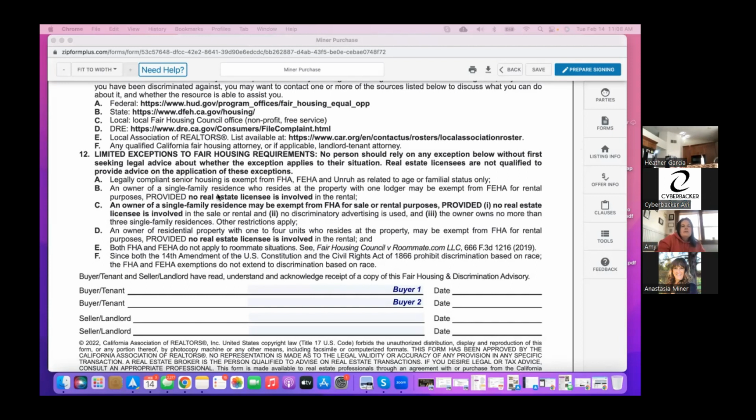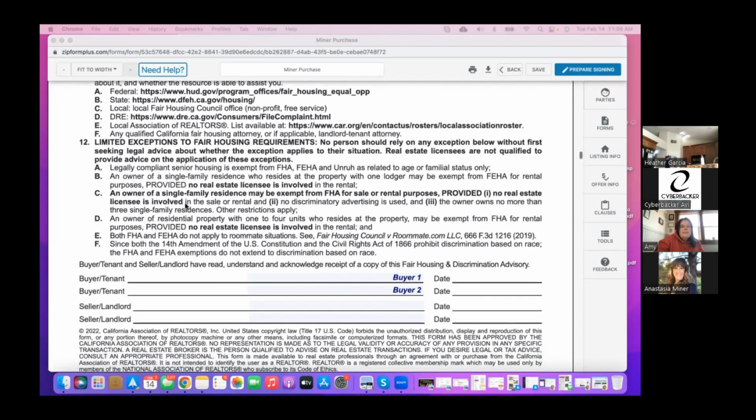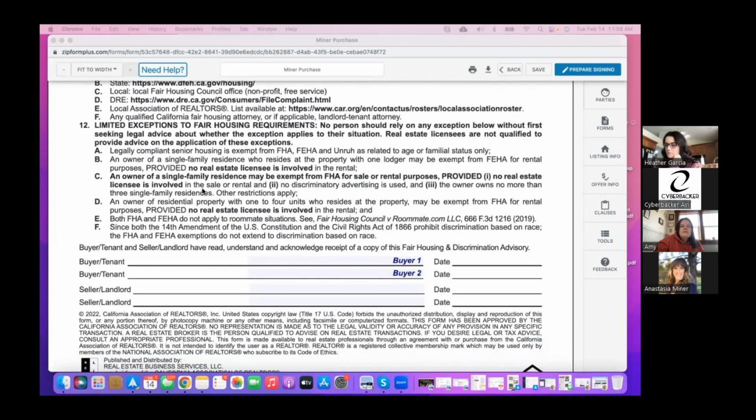Okay, super easy. It also talks about rental purposes. Owner of a single family residence who resides at the property with one lodger may be exempt, right? So if you're renting out a room in your house, then you could be exempt as well. You could discriminate, right? Because maybe you only want female roommates. Totally appropriate. Owner of a single family residence may be exempt from the FHA for sale or rental purposes, provided no license, state, right? So it lists all the reasons.